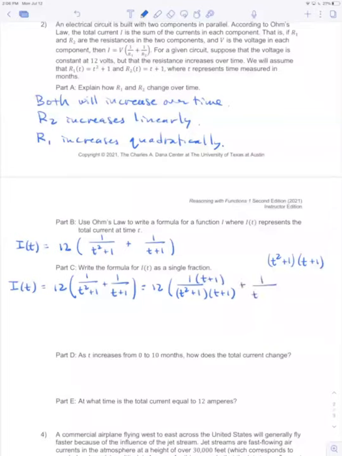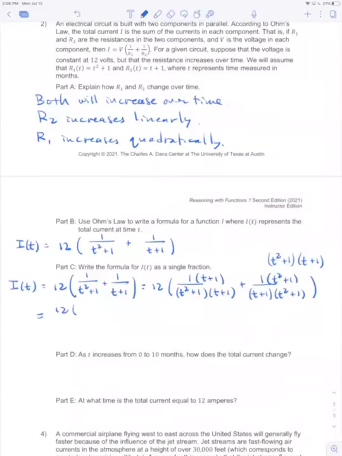And then we'll do the same thing here. For the second fraction, we have a t plus 1 in the denominator. We need the t squared plus 1 piece, t squared plus 1. And we can clean this up a bit. So if we include the 12 in the numerator, and then write this as a single fraction, collect like terms and so forth, inside the parentheses, we'd get t squared plus t plus 2. And then the common denominator wouldn't change. It'd be t squared plus 1 times t plus 1.